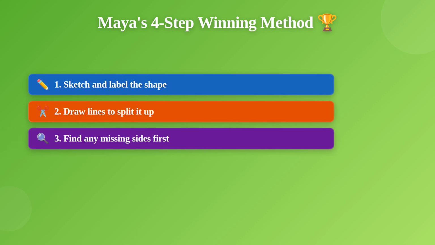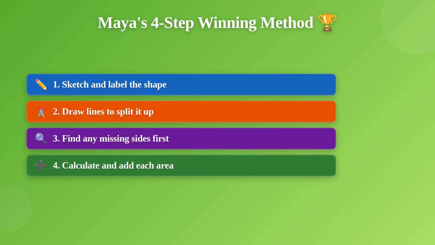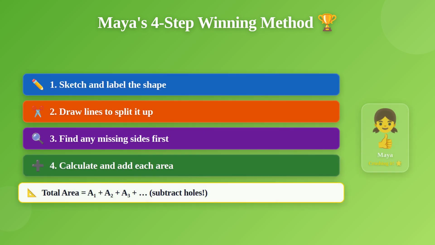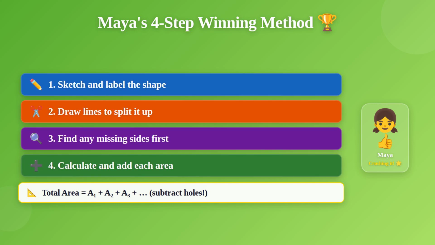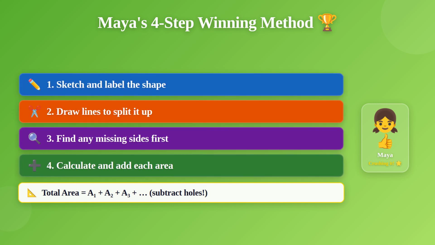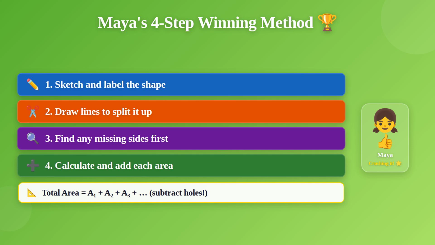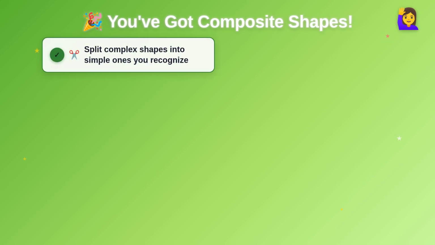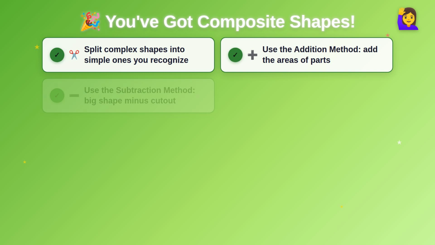Look at Maya go. She went from staring blankly at her worksheet to crushing every composite shape problem. Let's lock in her 4-step winning method. Step 1, sketch the shape and label all the dimensions you know. Step 2, draw lines to split it into rectangles, triangles, or semicircles. Step 3, use subtraction to find any missing sides from the overall measurements. Step 4, calculate each piece's area using your formulas, then add them all up. Parents, this is a fantastic framework to practice together at home. Try drawing shapes on graph paper.